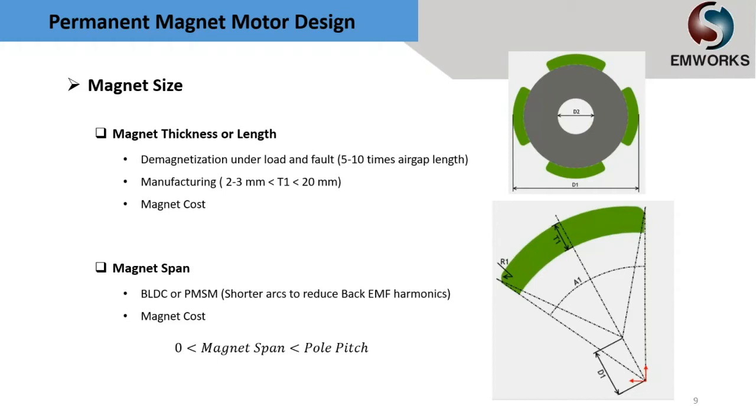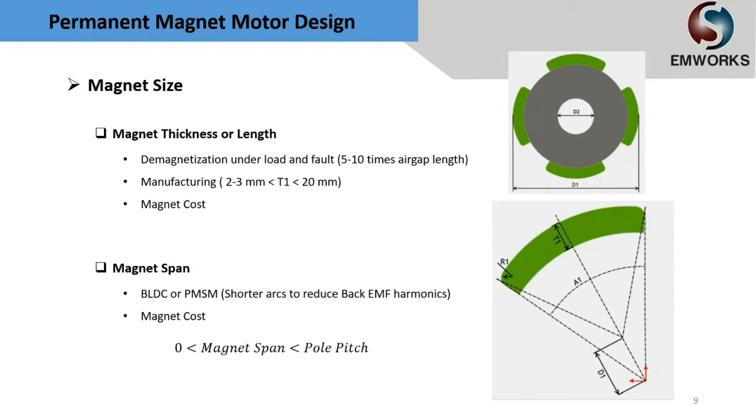We have another magnet dimension here, which is the magnet span. For magnet span, the story is a little different. Of course, the cost is important, but we determine the magnet span based on the type of the application. If you have BLDC or PMSM operation, then it's a different story. We normally use shorter arcs to reduce the back EMF harmonics. Increasing it will increase the RMS value and generate higher torque.